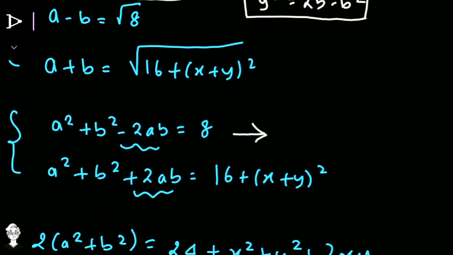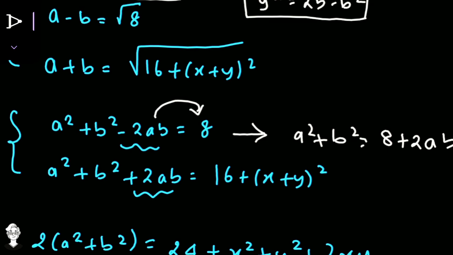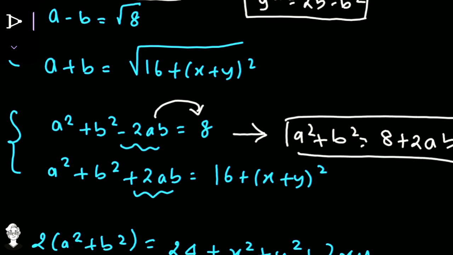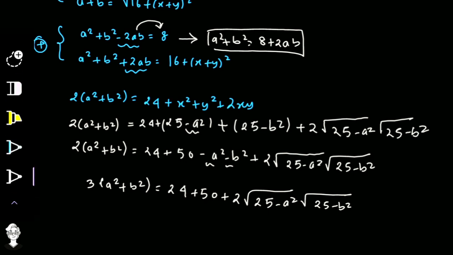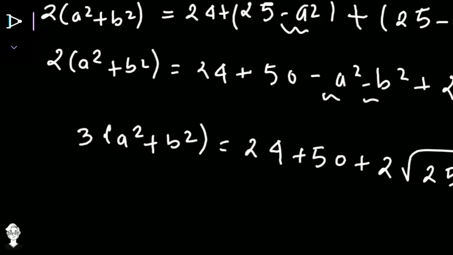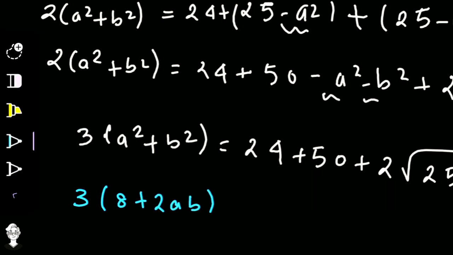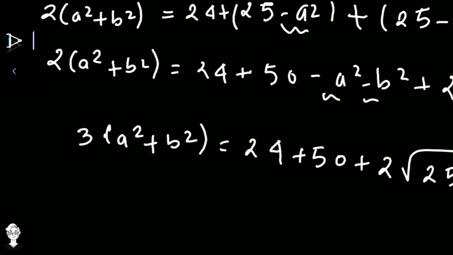So from here I can obtain a square plus b square is equal to 8 plus 2 times ab. This is shifted over here, so it's the value of a square plus b square. Now remember here it's 3 times (a square plus b square), so I can put that value, and that value is 8 plus 2 times ab. So 3 into (8 plus 2 times ab). So let us just open the bracket over here. So 3 into 8 is 24, and 3 into 2 is 6.